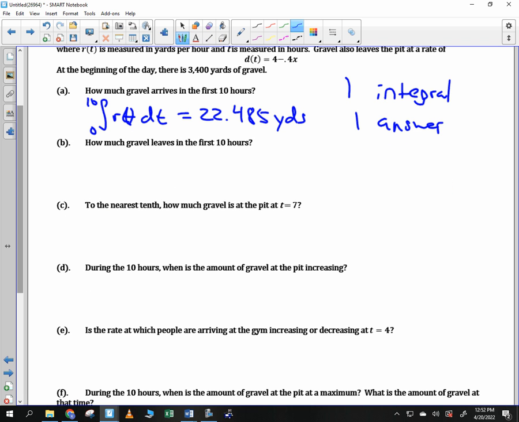How much gravel leaves during the first 10 hours? Integral from 0 to 10 of d of t, dt. Haha, dt. Nobody left. All right, that's equal to 20 yards.